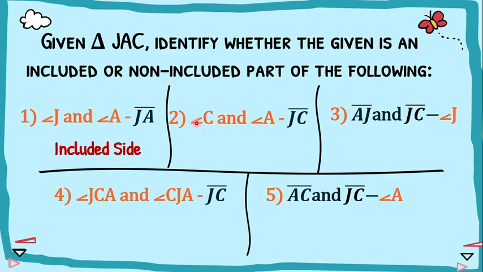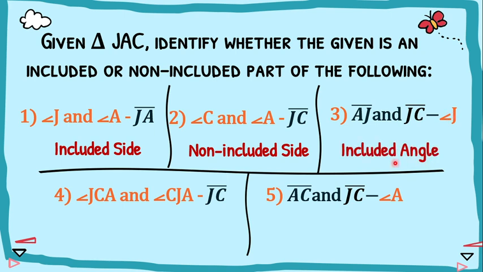Next, for number 2, we have angle C and angle A. And the answer is side JC. So, wala naman tayong J dito sa given na vertex ng angle. So, this is non-included side. For number 3, we have side AJ and side JC. So, ang sagot natin ay angle J. So, if we're going to look at the given two sides, meron silang common vertex which is letter J. And the answer is angle J. So, obviously, this is included angle.